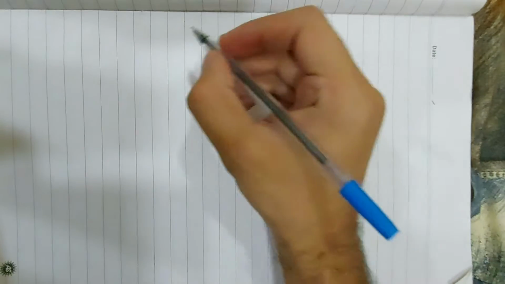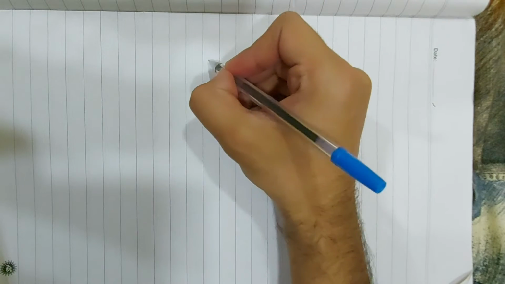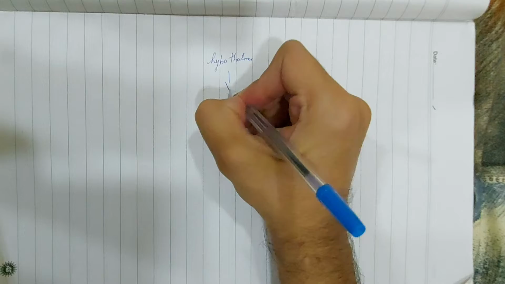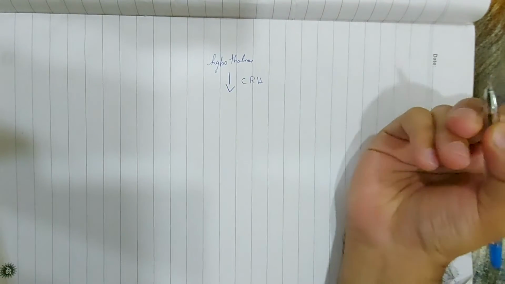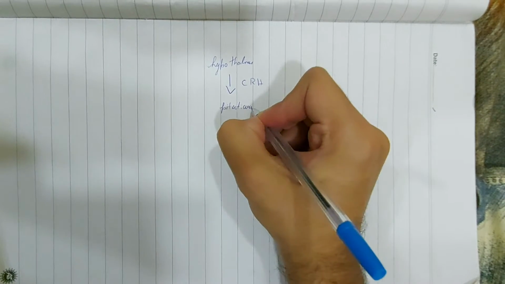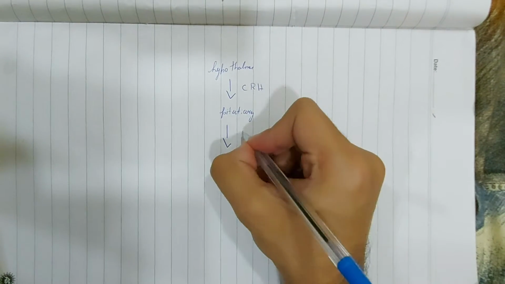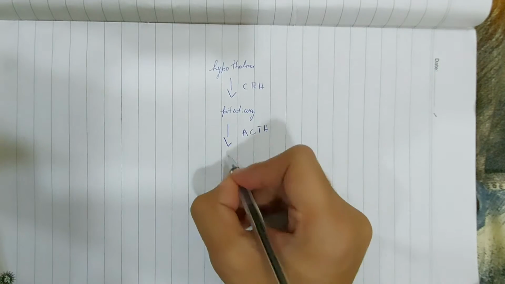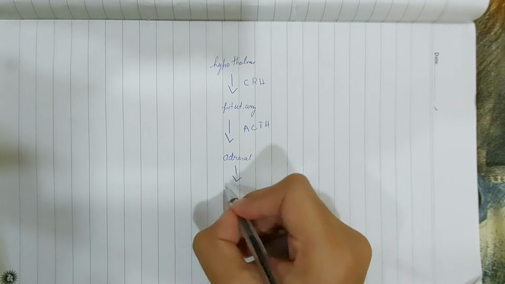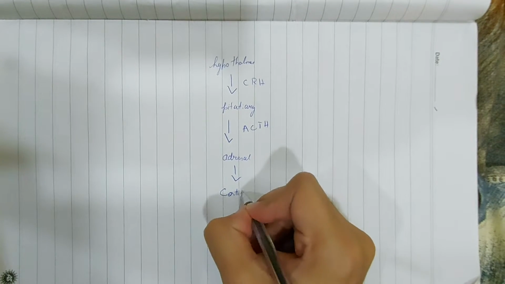Hello, so today we are going to discuss the dexamethasone suppression test for Cushing syndrome and Cushing disease. Now, in a normal person, the hypothalamus secretes corticotropin-releasing hormone. It acts at the pituitary gland and it releases ACTH. It acts on the adrenal glands and it releases cortisol.